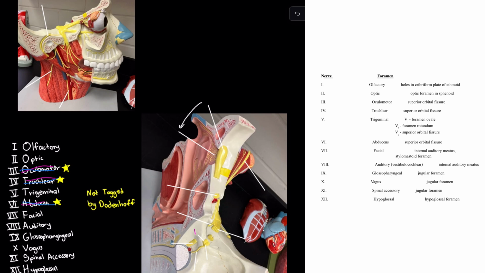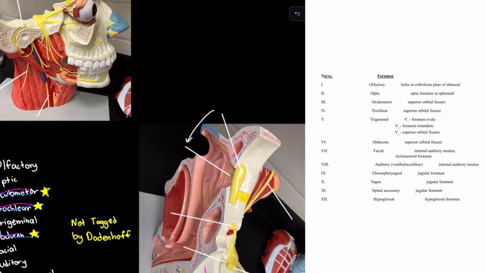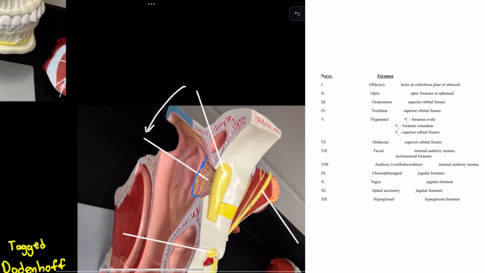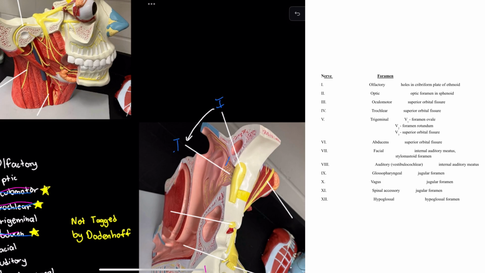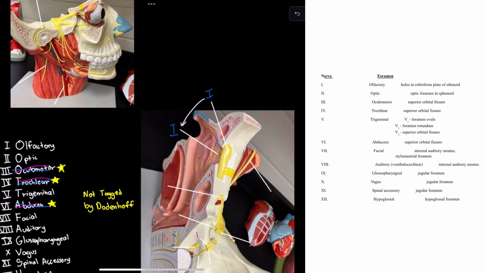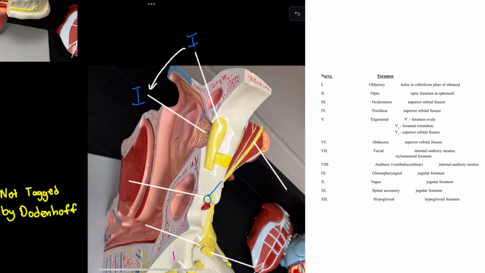So starting off with the first nerve, we have the olfactory. The olfactory is these structures right here. That right there is the olfactory nerve, or the first nerve. The second one is the optic. The optic is this nerve that goes through like that, on top of the eye. That right there is the optic nerve.